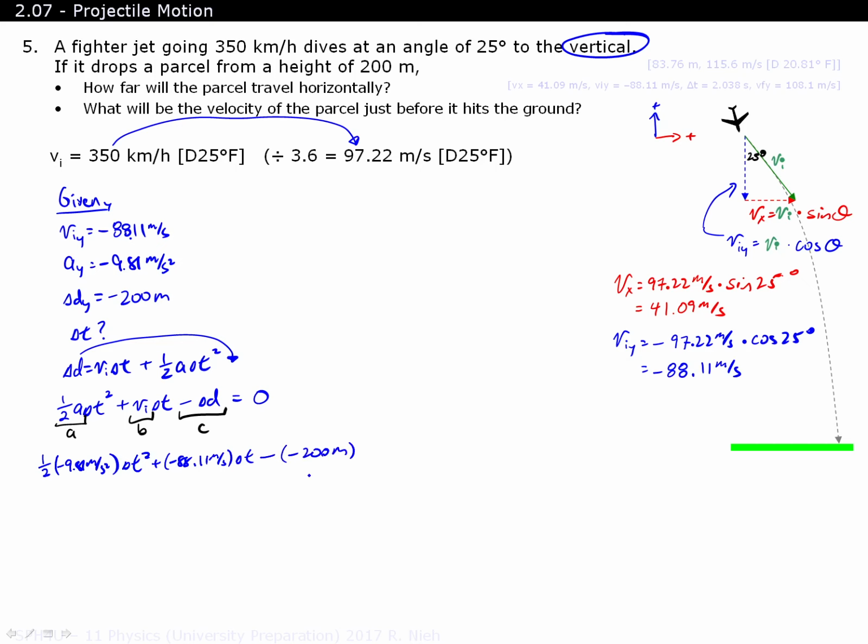So you'll see that you have a double negative over here for your c term. All right. So this tells us that our a term is equal to negative 4.905, our b term is equal to negative 88.11, and our c term, the double negatives, will give us a positive 200 as in meters. All right, so the quadratic formula is negative b plus minus the root of b squared minus 4ac, all divided by 2a. Sub the values in.